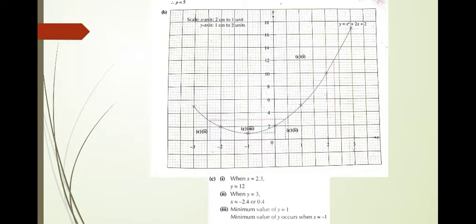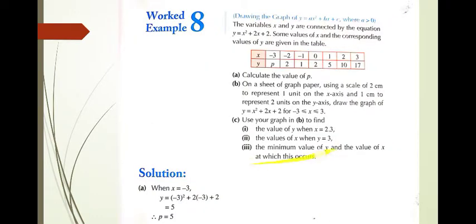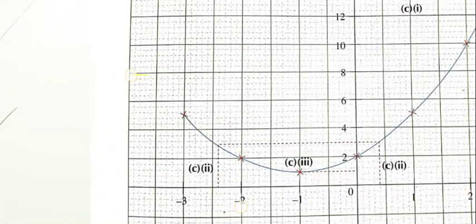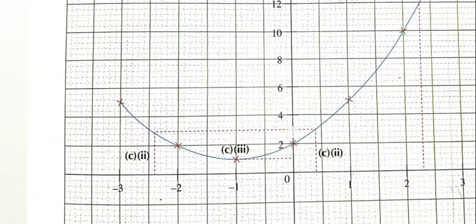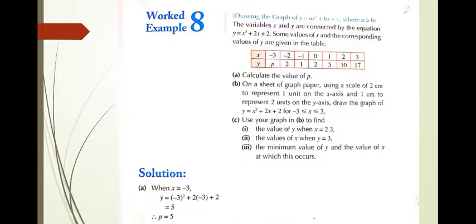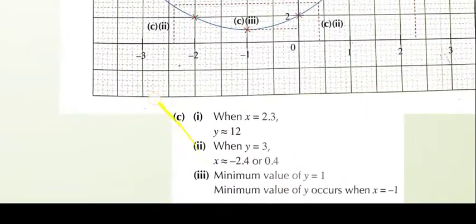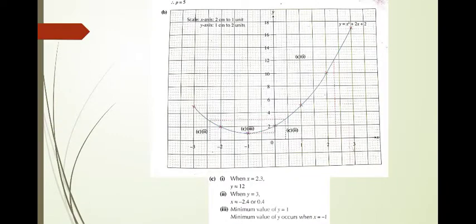Now using the graph, you just look at the graph again. y is 3, what is the x? You can go from either the left side or the right side. You will get 2 x values: when you go down here, it will be -2.4, and this one will be 0.4.